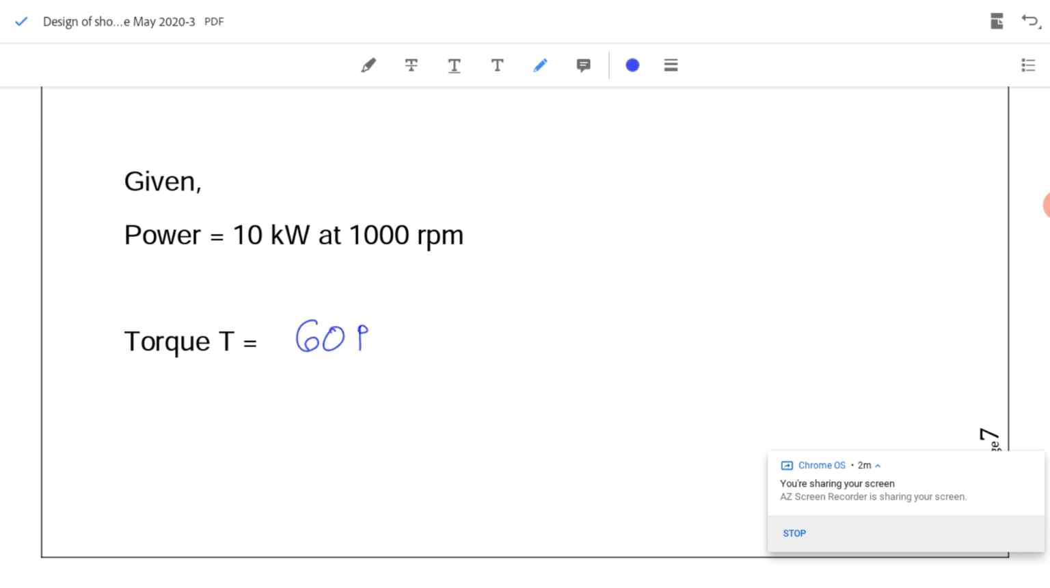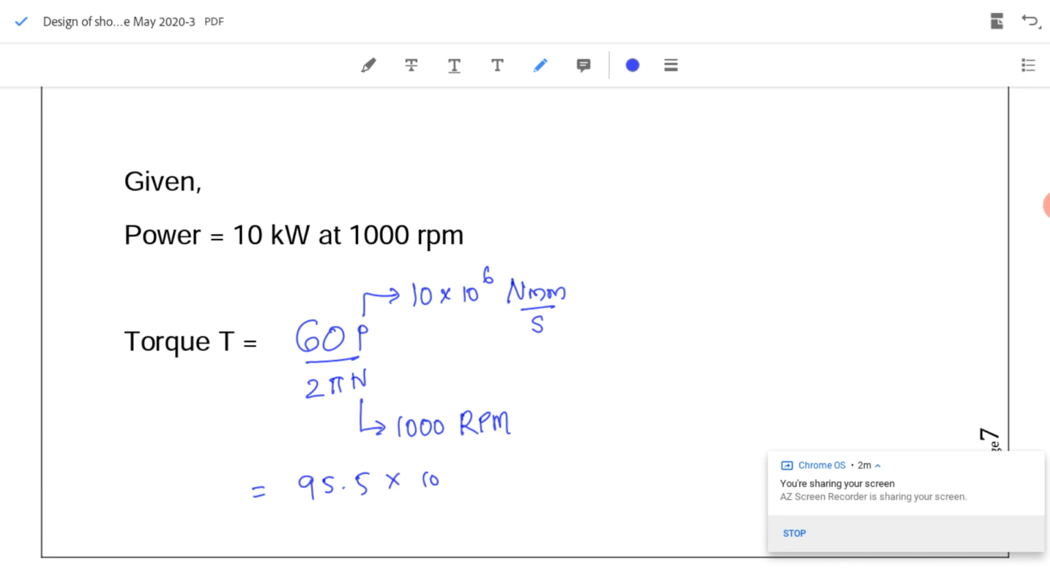Our equation for torque is 60 P by 2 pi n, where power should be substituted in Newton millimeter per second. So 10 kilowatts, so 10 into 10 power 6 Newton millimeter per second. Speed n equal to 1000 rpm. We will get torque transmitted equal to 95 into 10 power 3 Newton millimeter.